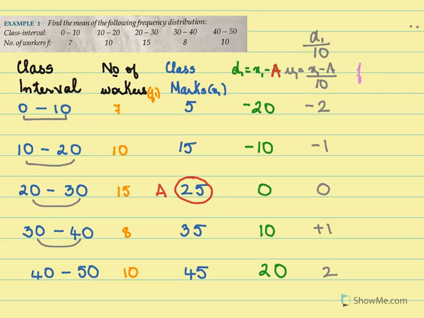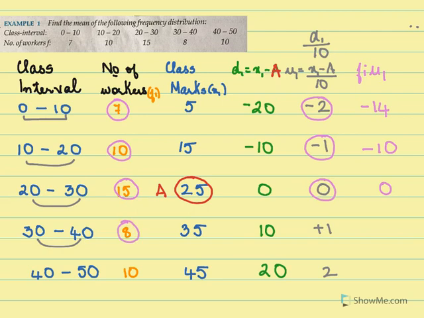For the last, we need to do fi ui. Means we have to multiply fi column and the ui column. 7 is fi, ui is minus 2, and this is minus 14. Fi 10, ui minus 1 equal to minus 10. Fi 15, ui 0 is 0. Fi 8, ui 1 is plus 8. Fi 10, ui 2 is 20.